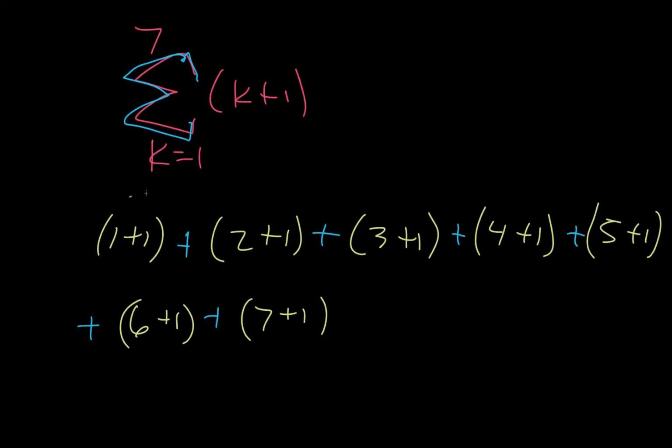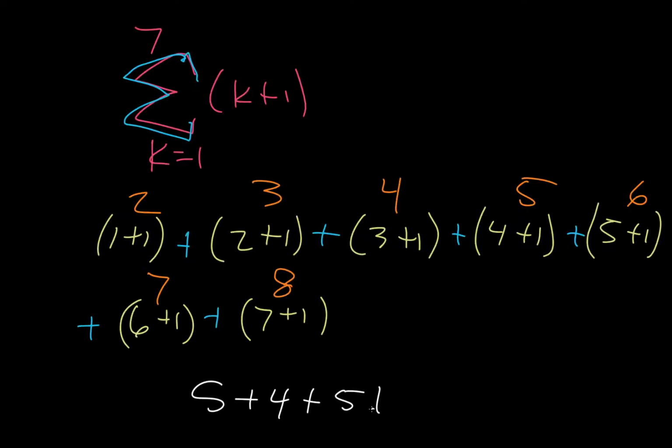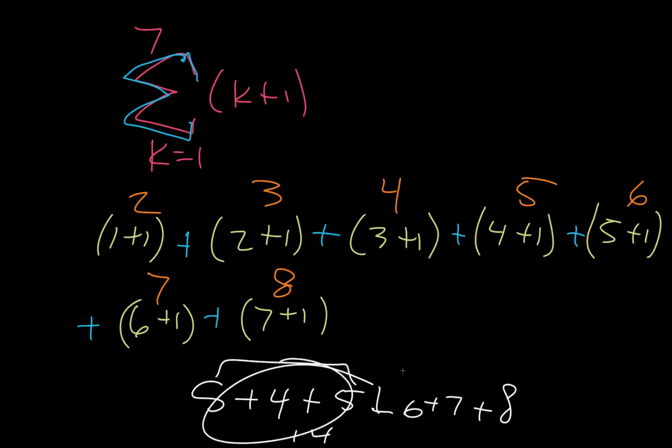So 1 plus 1 is 2. This is 3. This is 4. This is 5. This is 6. This is 7. This is 8. And so we just need to add all those together. So we get 2 plus 3 plus 4 plus 5 plus 6 plus 7 plus 8. So those will be 10, so that's 14 for those ones. Plus another 6 would be 20, 27, and then 35. So the answer to that one is 35.